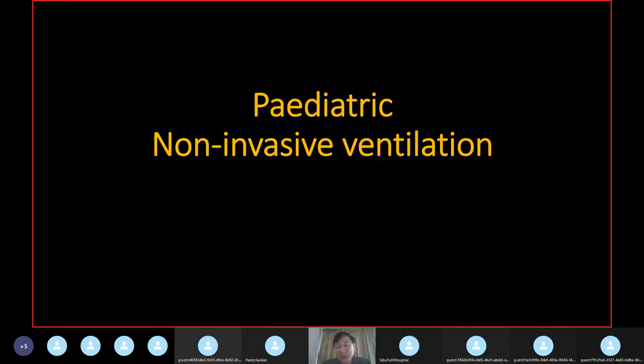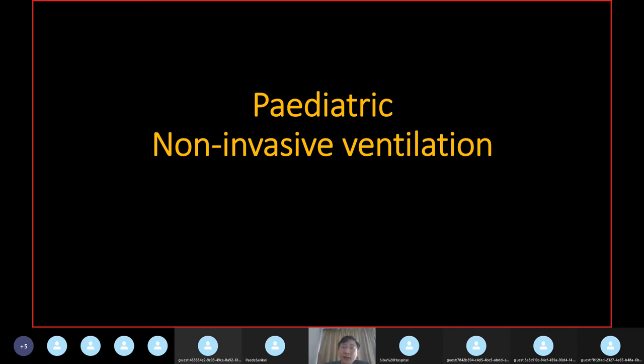So just now we talked about neonatal non-invasive ventilation. The important thing is that neonatal non-invasive ventilators have their maximum flow limited to 20 to 25, whereas in a pediatric non-invasive ventilator, our flow is very, very high, 150 liters per minute. That could create a lot of problems, especially in small children. So when you use this machine in smaller children, in infants or neonates, special care needs to be paid.